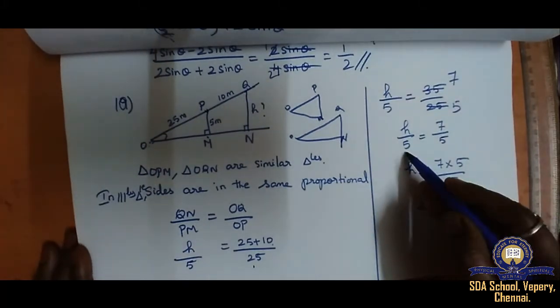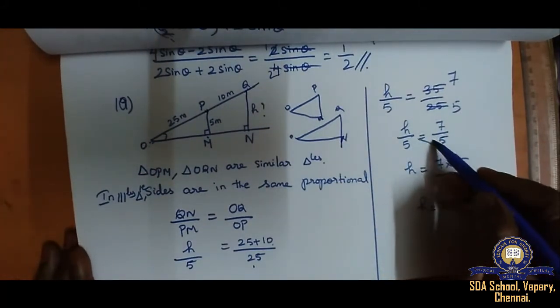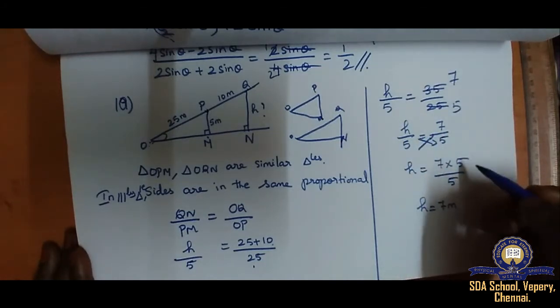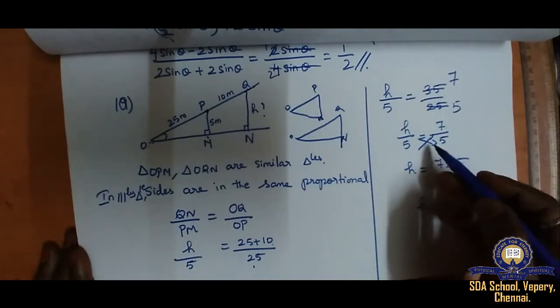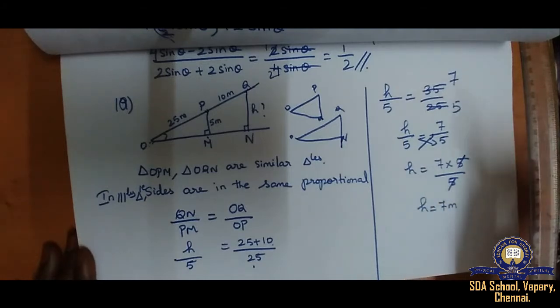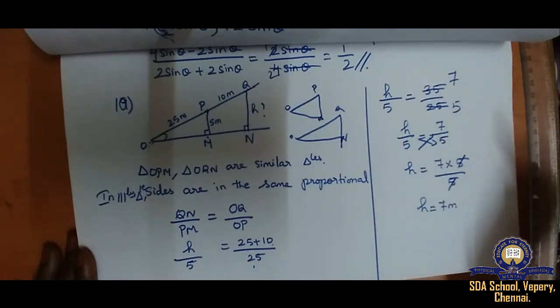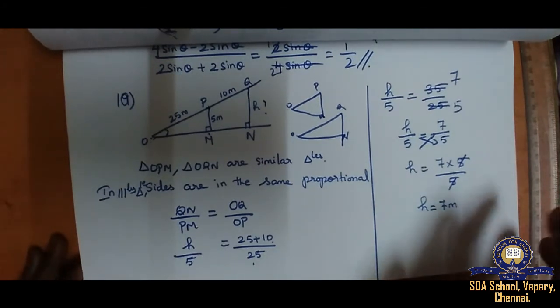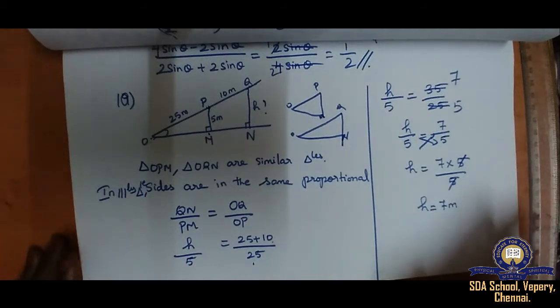Next step, if this 5 goes to the numerator, by cross multiplication, it is 5 into 7, and the other 5 goes to the denominator, as division. So 5 and 5 get cancelled, so 7 meter. So from the ground level, from Q to N, this H is equal to 7 meter. Yes, you understood? So in trigonometric ratios, we have completed the first exercise. We will meet you in the next video session. Thank you, children.